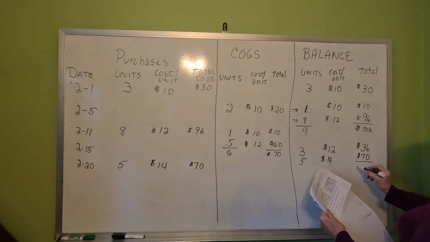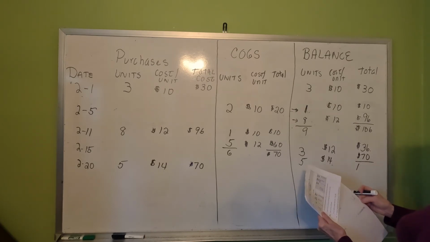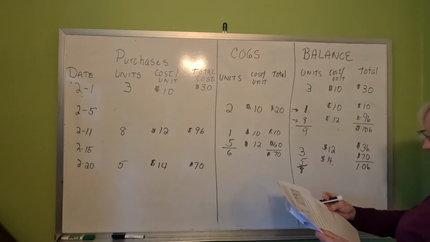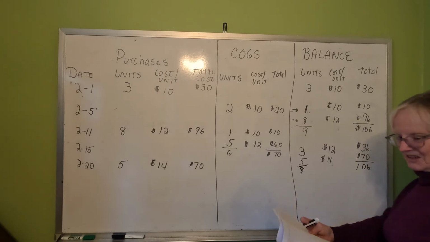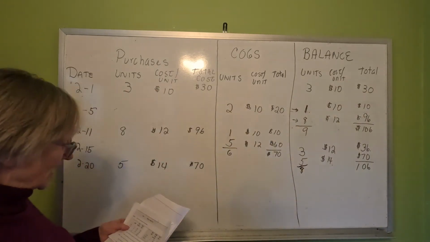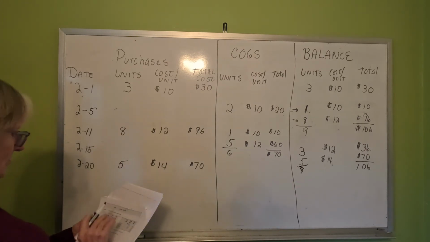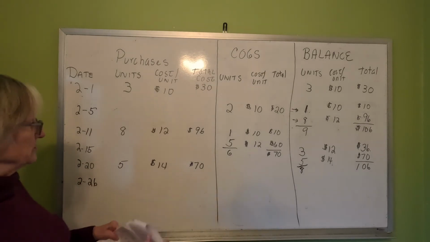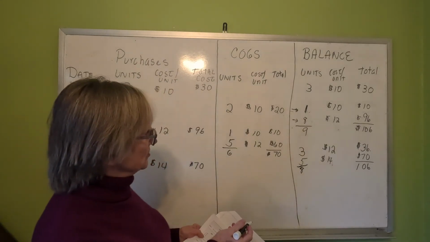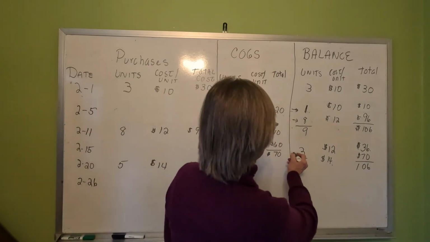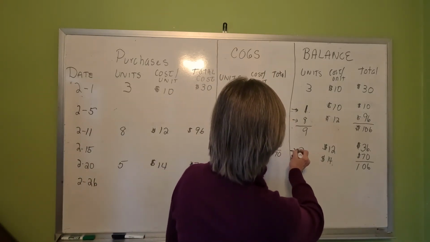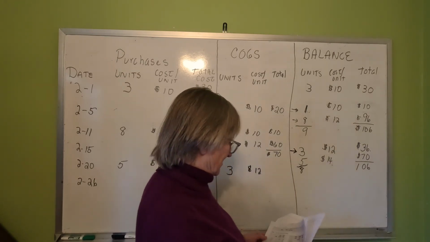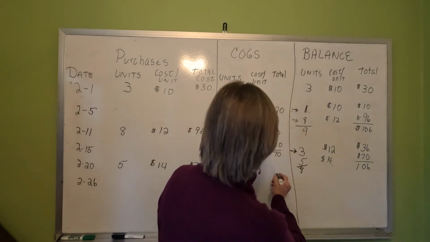So now our total inventory, is that right? 36? Oh, it's 106 again. And we've got 8 units altogether. Is that right? Yes. All right, now we're down to the last date, the 26th. And here we sell 3 units. Now the question is, which ones did we sell? Well, first in, first out, we sold these guys. So we sold 3 of our units at 12, for 36.